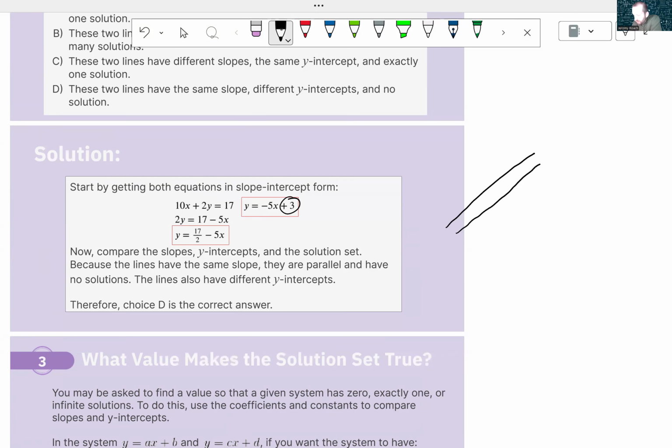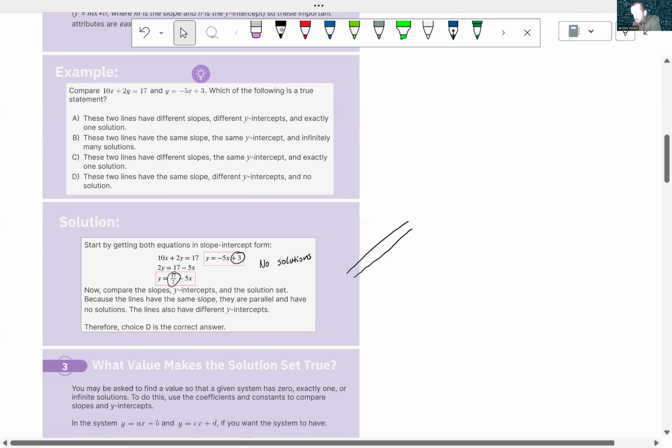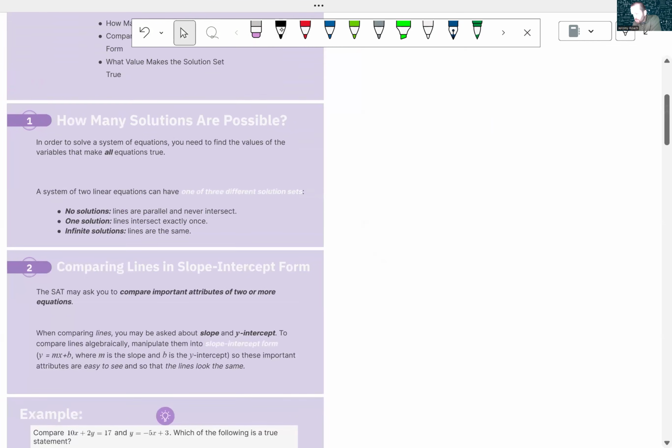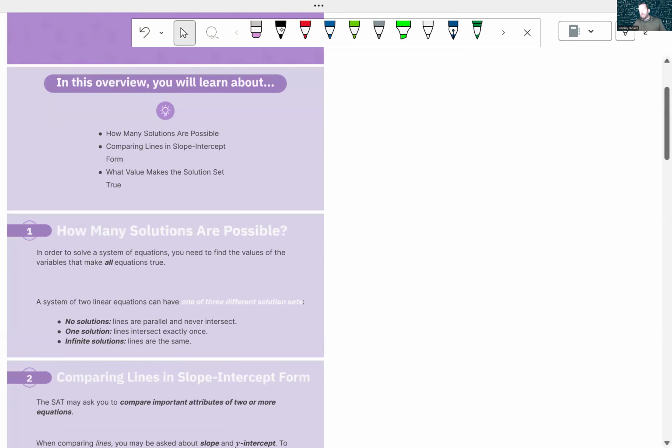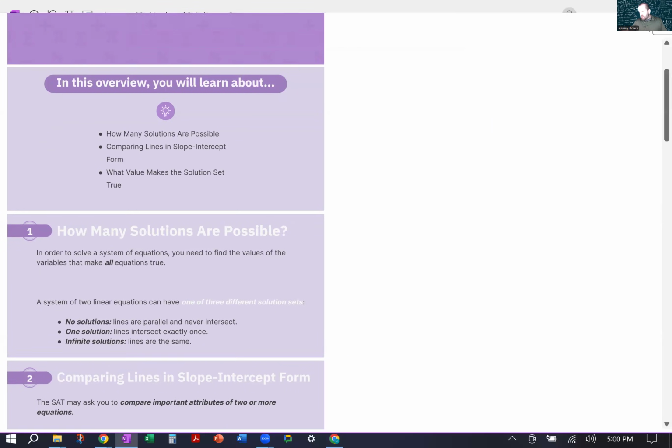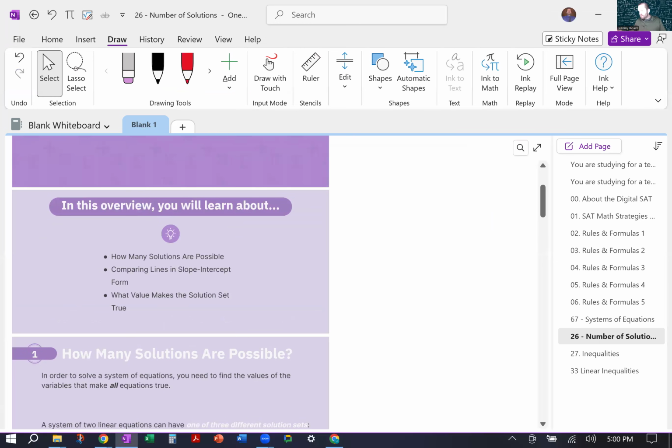If it has a different y-intercept, that means that one line is going to be scooted up above one of them, and the other line is going to be below. So in this example, this would be no solutions. Now, if we had the same y-intercept and the same slope, that's just the same equation. So we would have infinite solutions. I believe that's everything that we need to cover just for how many solutions there are. There wasn't a lot of information on that part, but it does have to do with systems of equations.